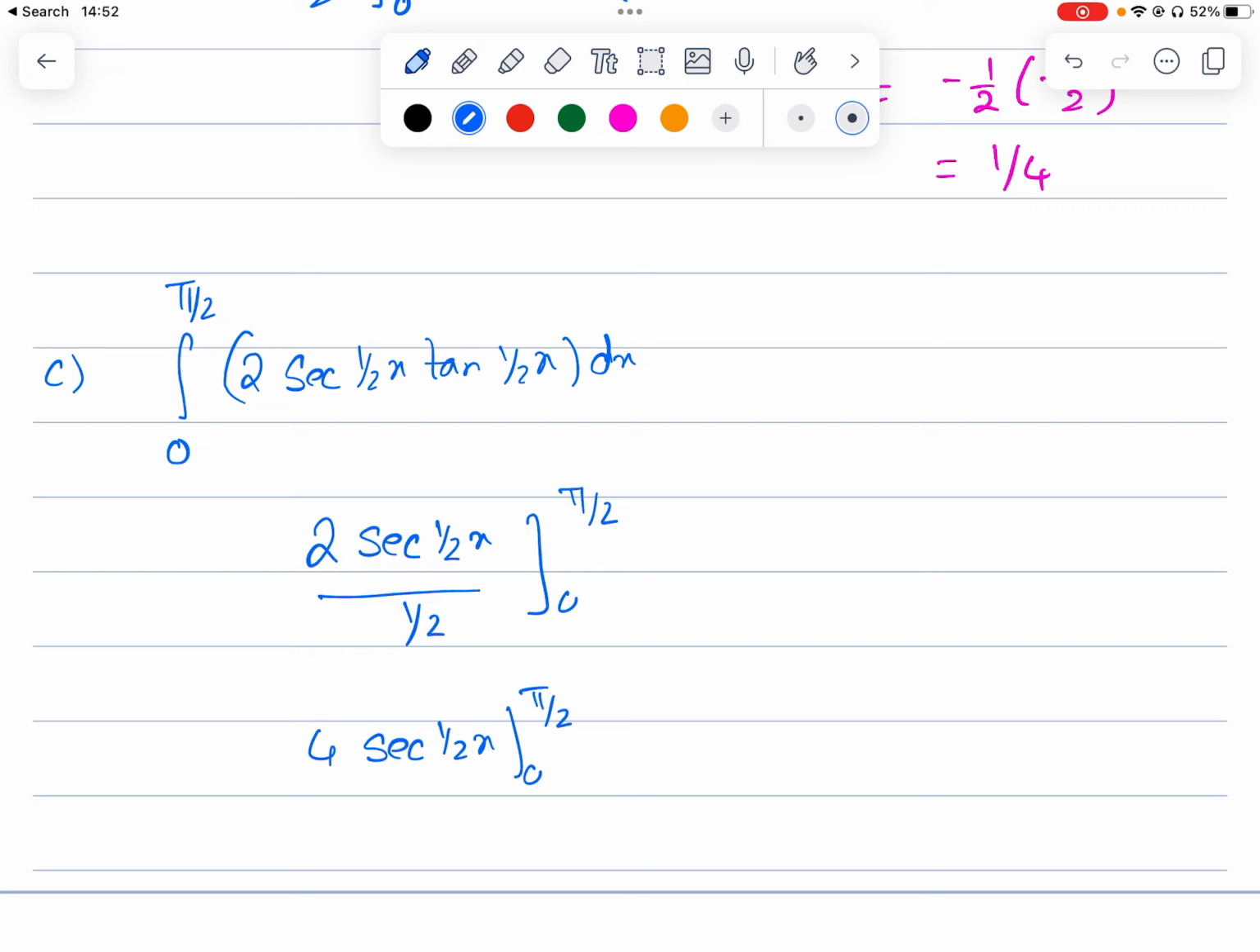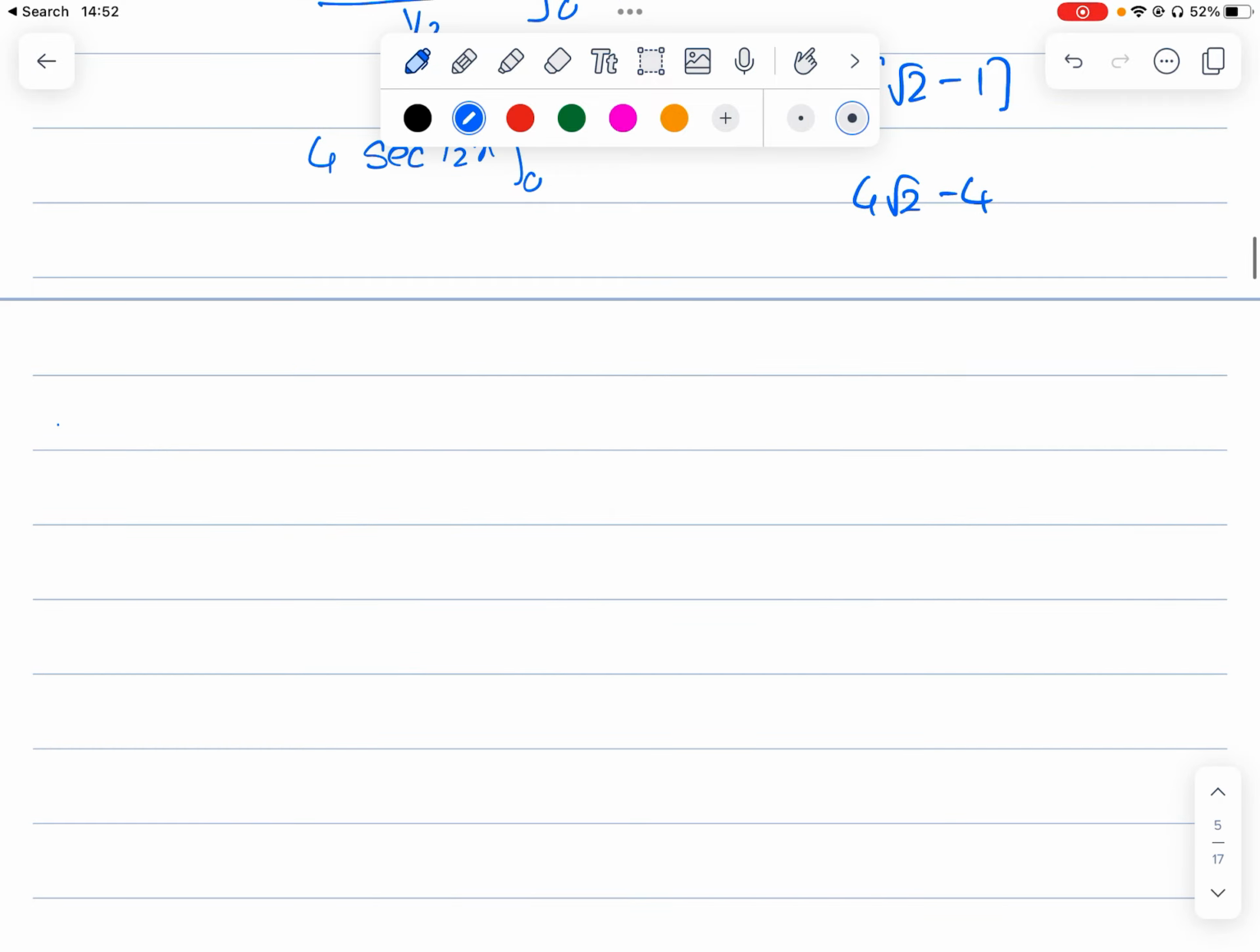So plug in that one. 4 secant half times pi upon 2 is pi by 4, minus secant 0. So 4 times root 2, minus 4 times secant 0. Secant 0 is nothing but what? 1. So the answer is 4 root 2 minus 4. D.